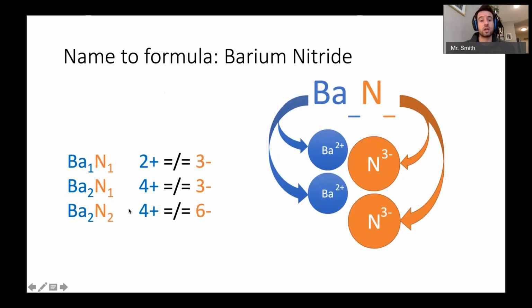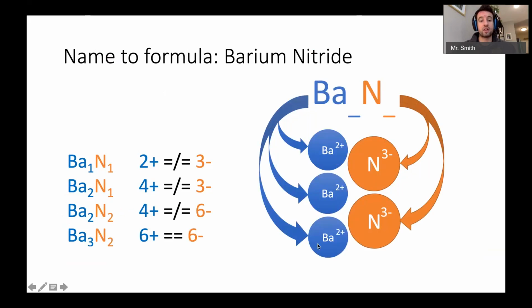Again, this isn't the correct answer because my numbers are not even here. So I'm going to need to add a third barium. Once I do that, I've got 6 on one side and 6 on the other side. These 3 2-pluses add up to 6, and these 2 3-minuses also add up to 6. So that gets me nice and balanced out. My final answer here is Ba3N2. And we're feeling good to go.